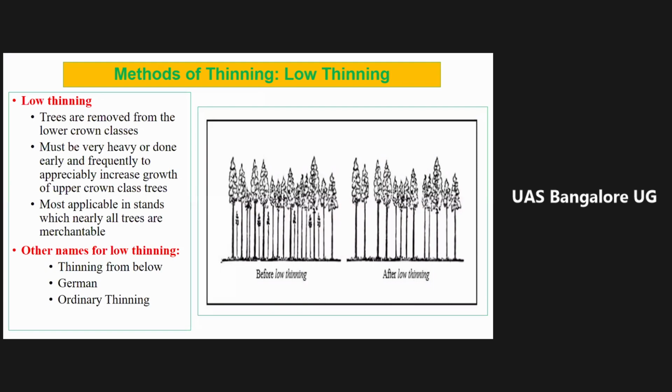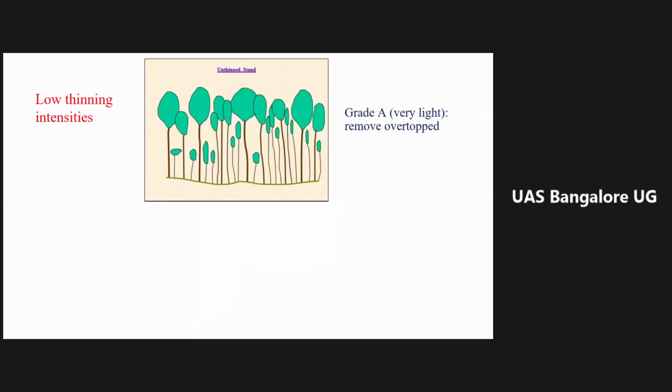And other names for the low thinning are thinning from below, because we are going to thin the suppressed trees. Okay, that's why it is called thinning from below. Then it is also called German thinning or ordinary thinning. And this low thinning is divided into different thinning intensities.